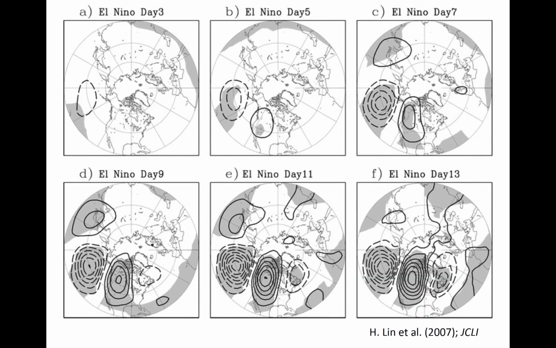The extratropical response to tropical heating anomaly can occur in just a couple of weeks, as seen in this time series map of perturbation stream function for anomalous latent heating in the Central Pacific. So the heating anomaly would be somewhere down here, and then after 3, 5, 7, 9, 11, and 13 days, the corresponding anomalous stream function excited by that heating is mapped here.